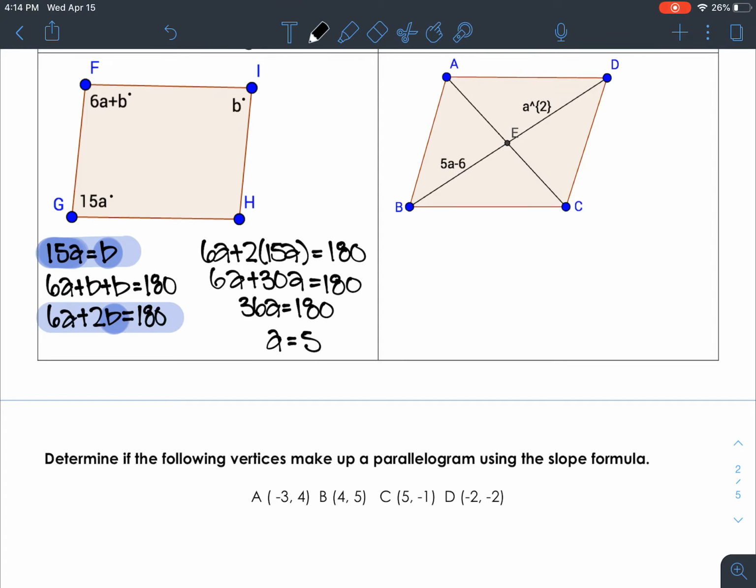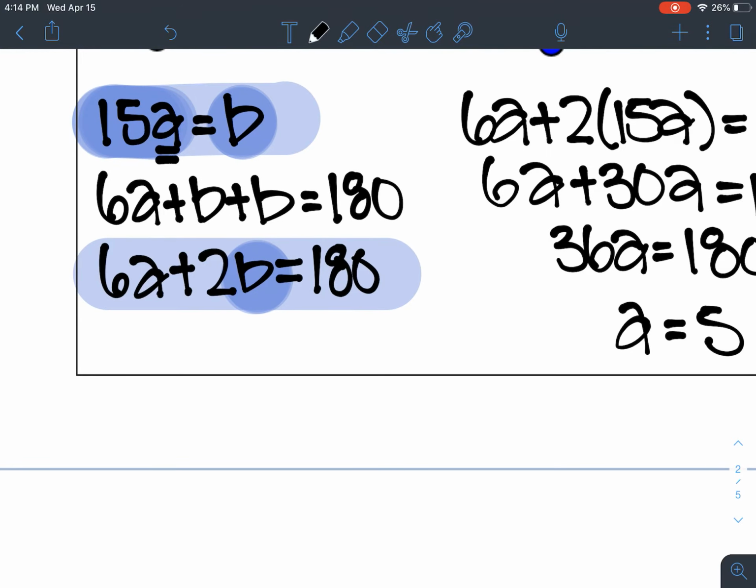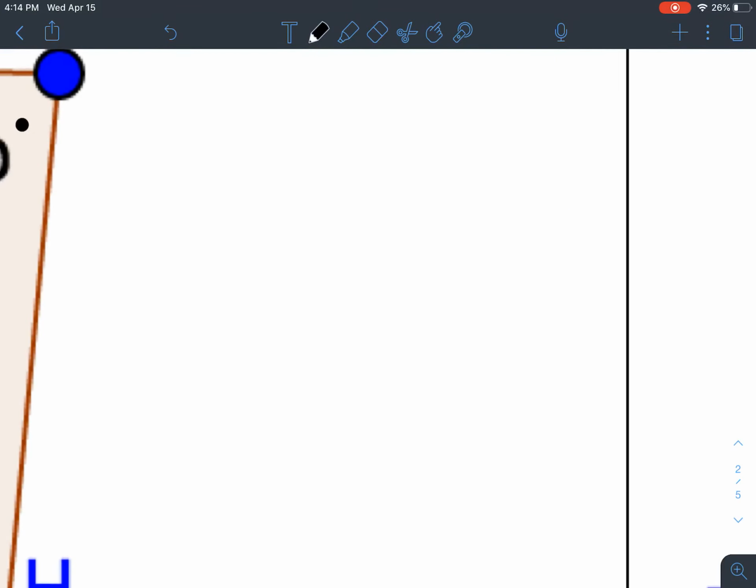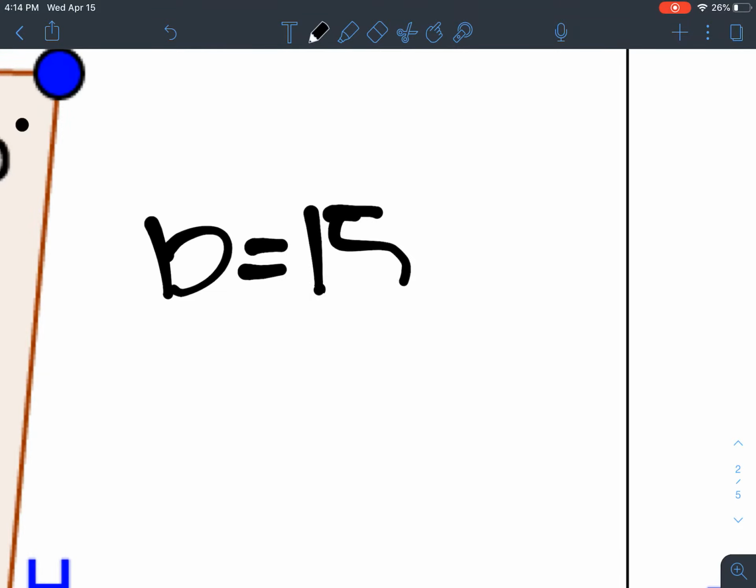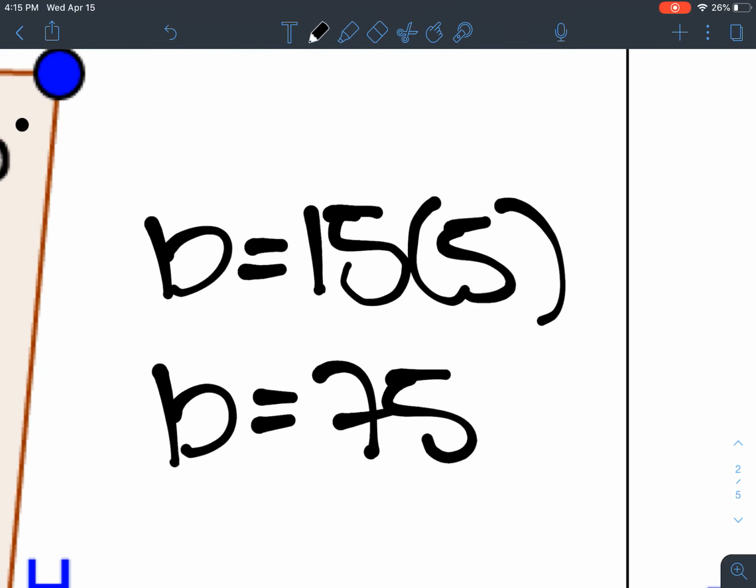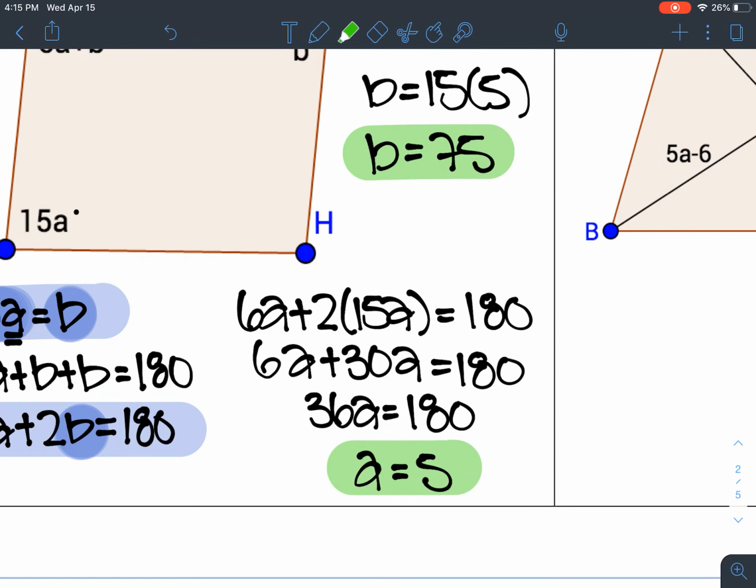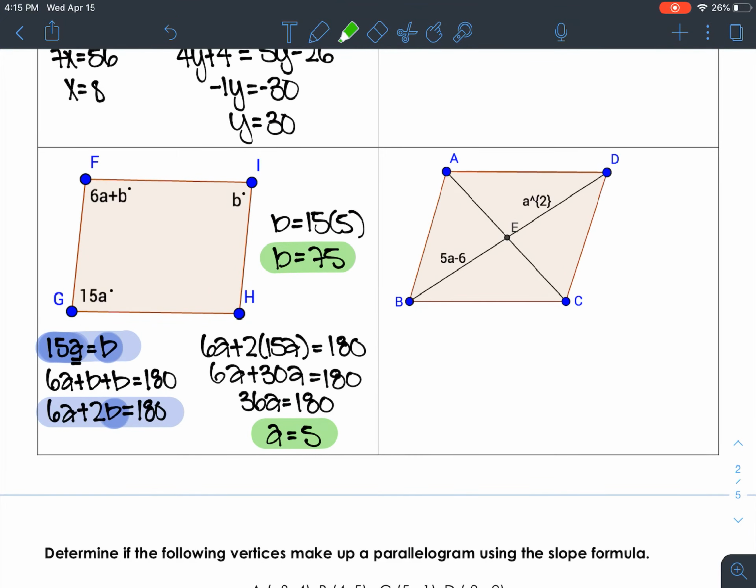So I'm not done yet because I have to find A and B. So I'm going to take that 5, and I can plug it into either equation, but it's going to be easiest to plug it into that A right there. So I'm going to have B is equal to 15 times 5, which means that B is equal to 75. So my final answer here is B is equal to 75 and A is equal to 5.